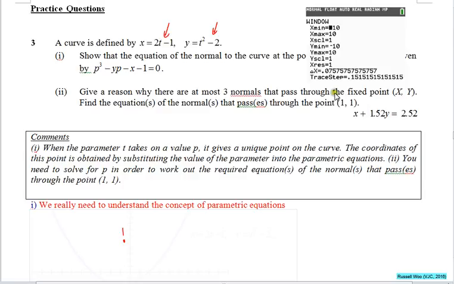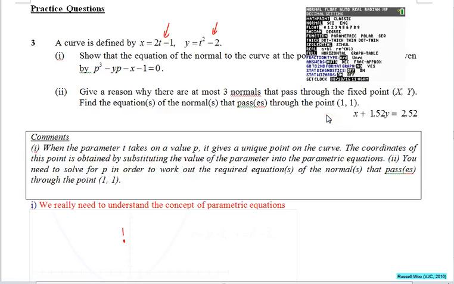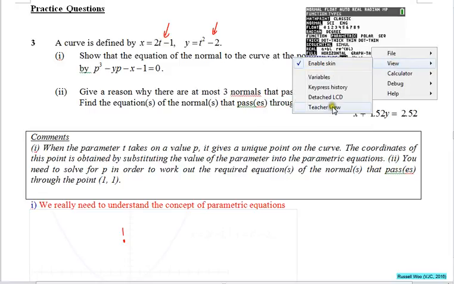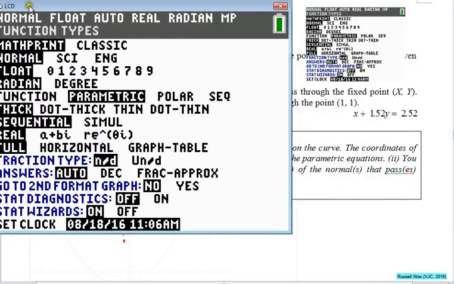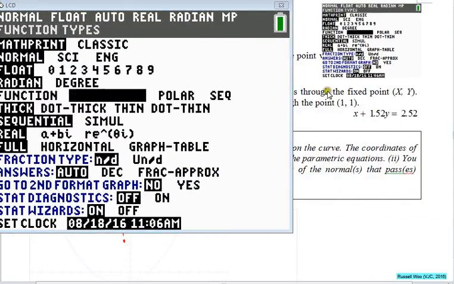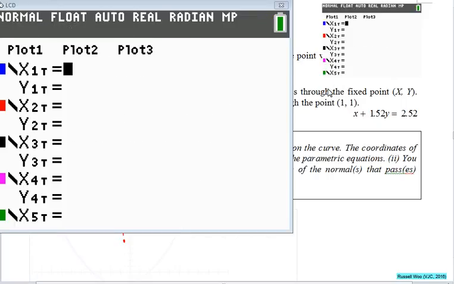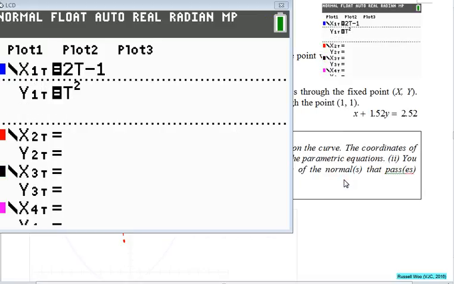Now, you must be very careful. So now, I do parametric. Then I get 2t minus 1 and t squared minus 2.